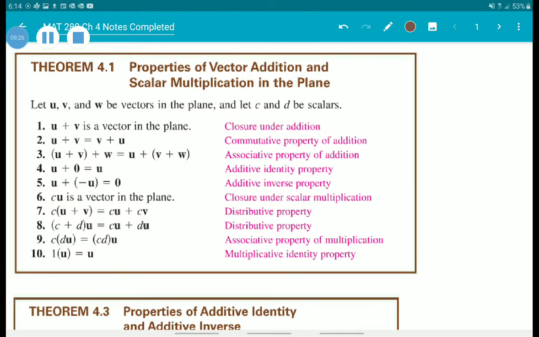I have a zero vector, which is called an additive identity, so that if I take any vector and I add the zero vector to it, I will get that vector back. Property 5 gives us an additive inverse. If I take U and I add its negative, I'll get the zero vector back. So for instance, if I let U be the vector (2, 3), then negative U would be (-2, -3). So if I add U plus its negative, I will get that identity vector back, which is the 0 vector.